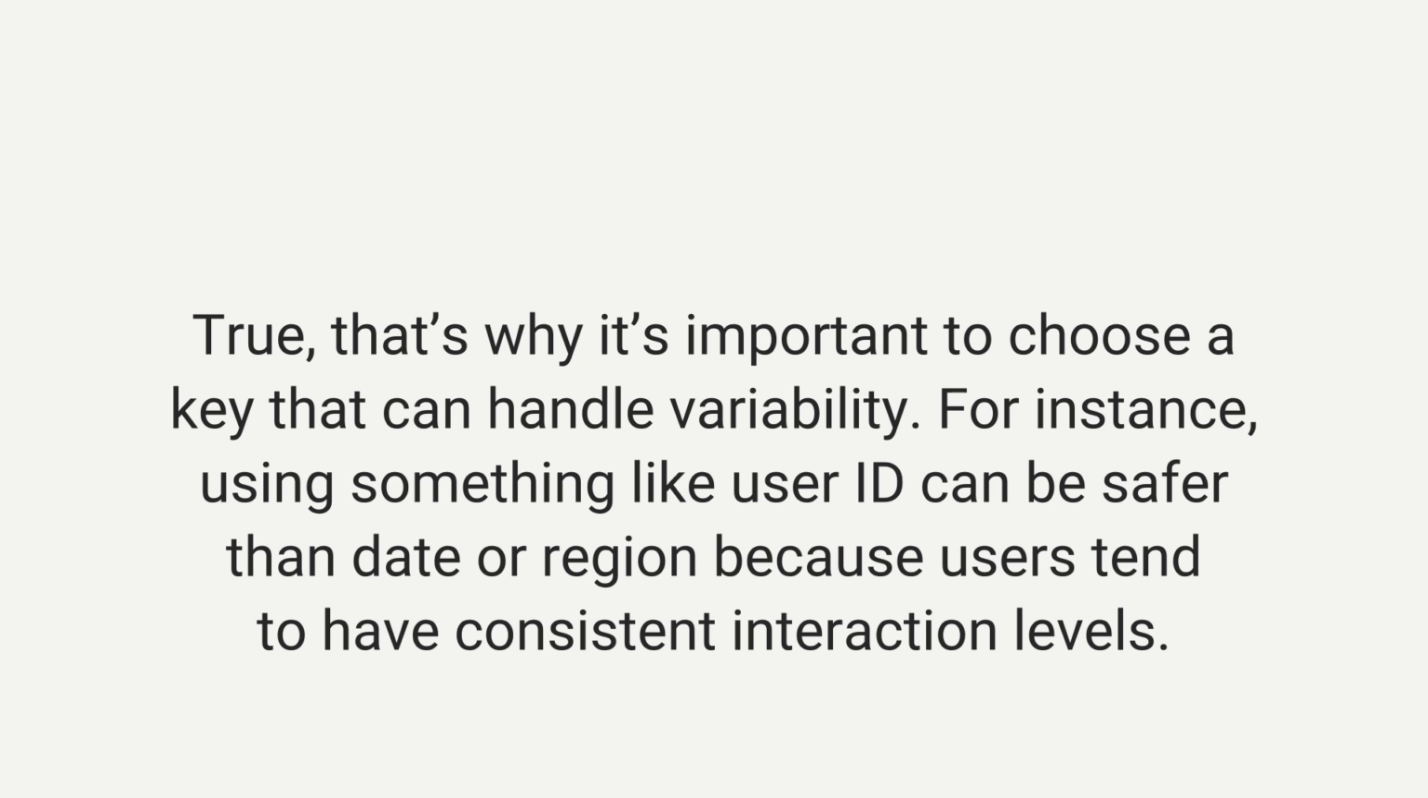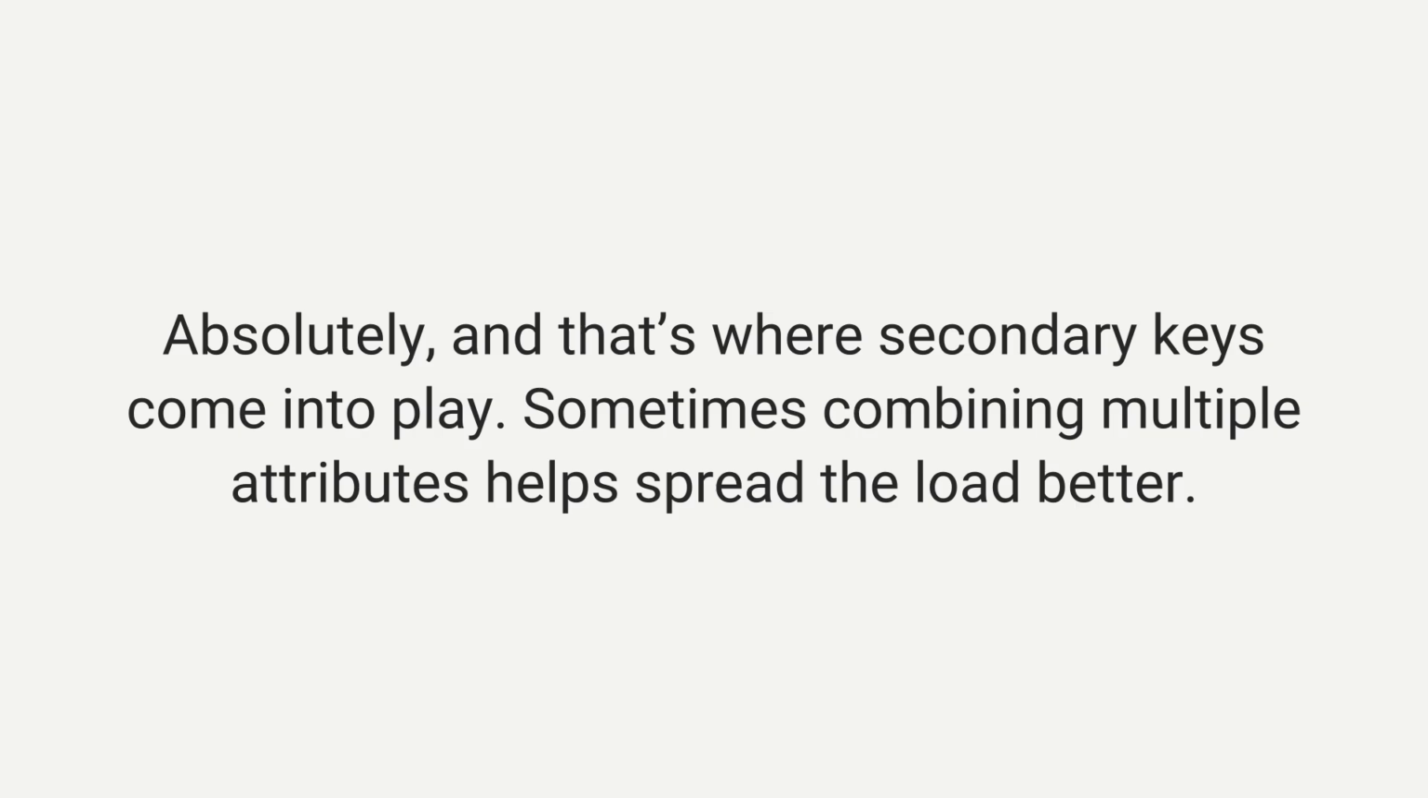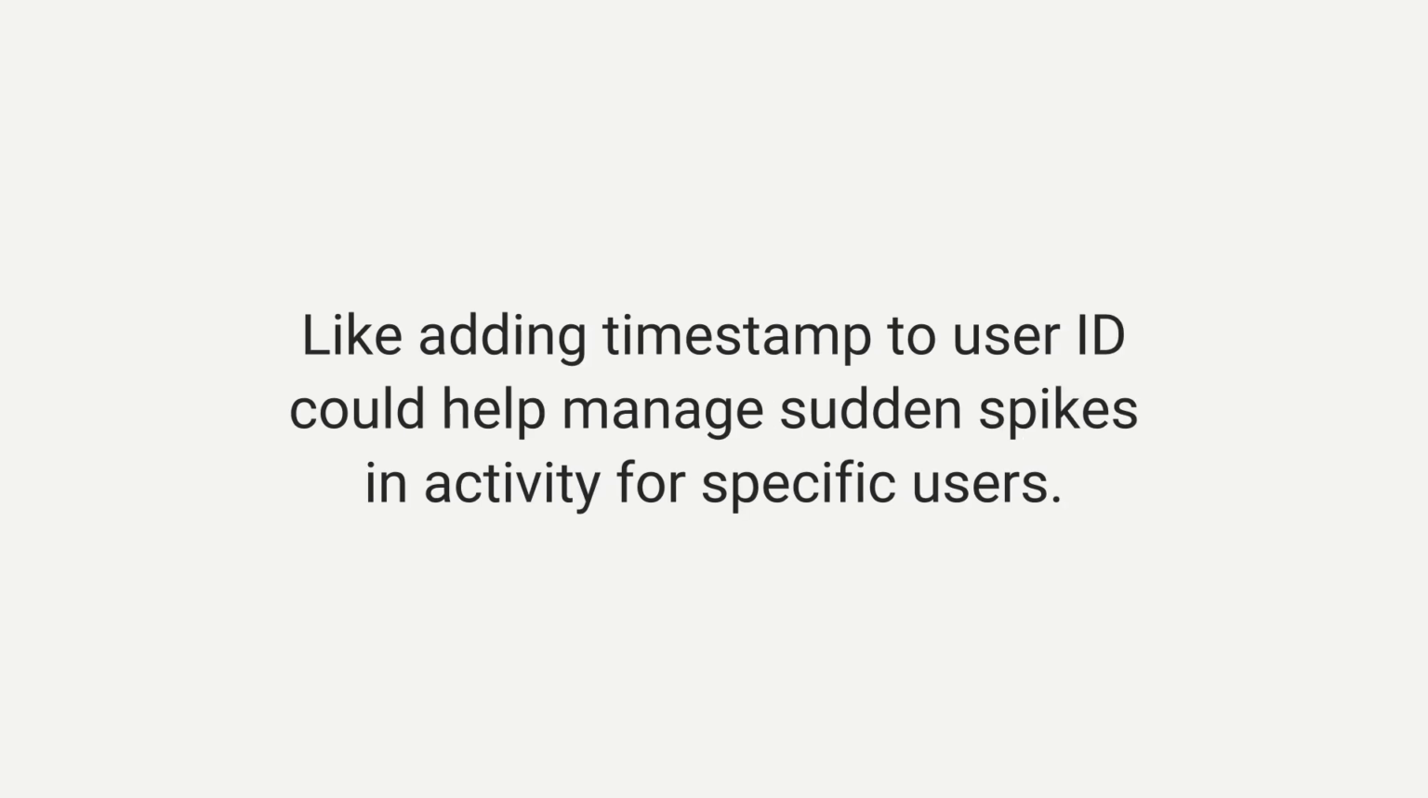For instance, using something like user ID can be safer than date or region because users tend to have consistent interaction levels. I see. But isn't there a risk of hotspots even with user IDs if certain users become more active? Absolutely. And that's where secondary keys come into play. Sometimes combining multiple attributes helps spread the load better. Like adding timestamp to user ID could help manage sudden spikes in activity for specific users.